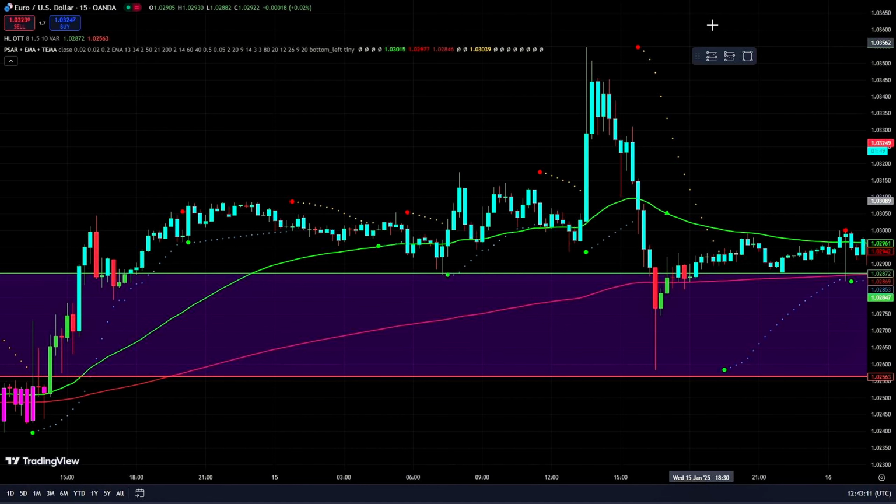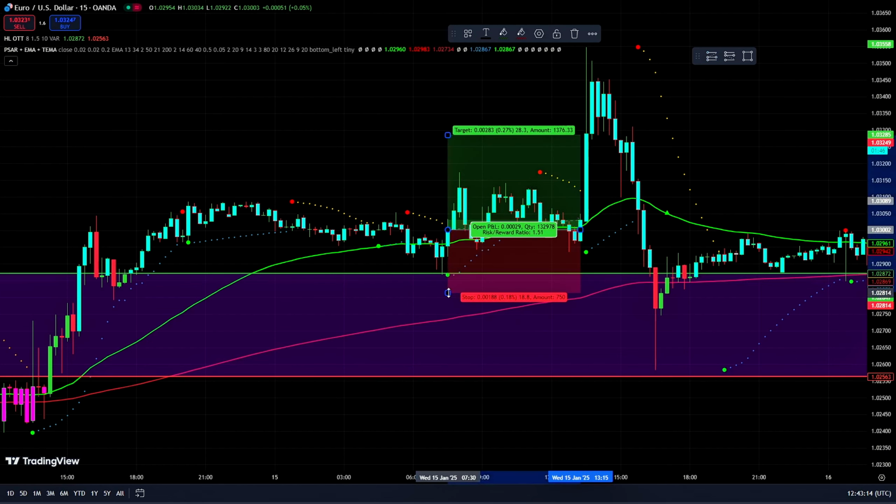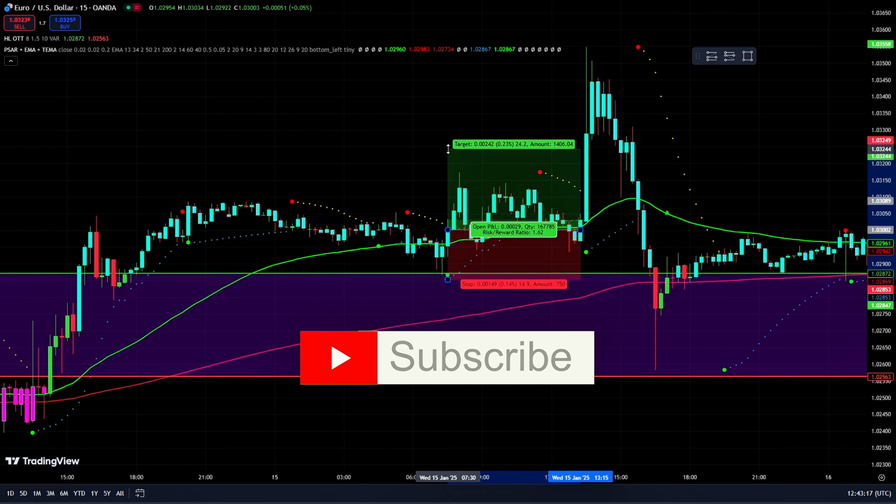Candlestick is navy. Place a buy order after the bullish candlestick closes. Stop loss. At the lowest OTT line, take profit. Use a 1 to 1.5 risk to reward ratio.